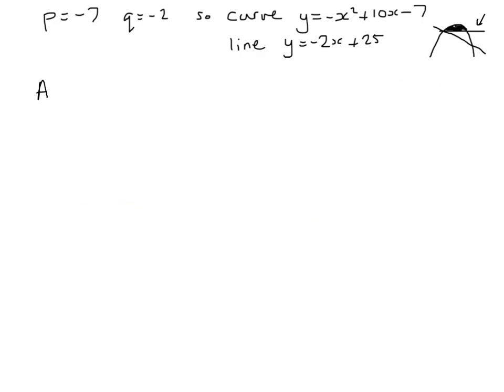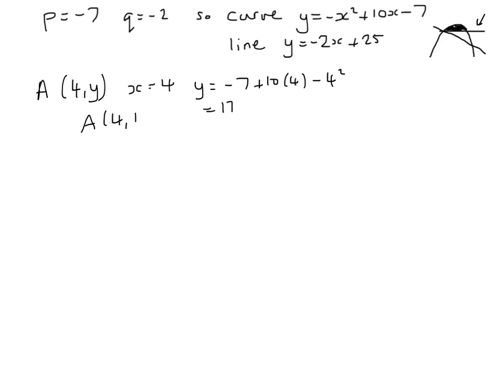So if A is 4, y, when x equals 4, y is equal to minus 7, because of course we know now that p is minus 7, plus 10 times 4 minus 4 squared, so y is 17. So A is 4, 17. Now, what we've already been working with is this point here, this point of intersection. But in order to find our bounds for the integration, we need to know what that intersection there is as well.